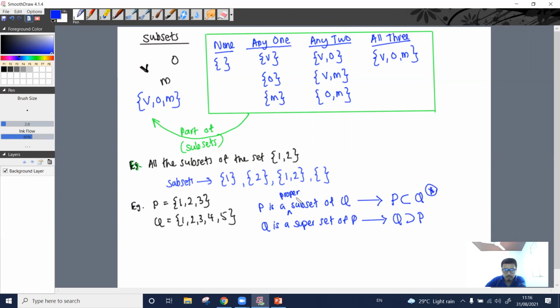Why do we use the term proper? Because apart from the elements in P, there are some additional elements in set Q. That is why we call it a proper subset, right? P is the proper subset of Q.